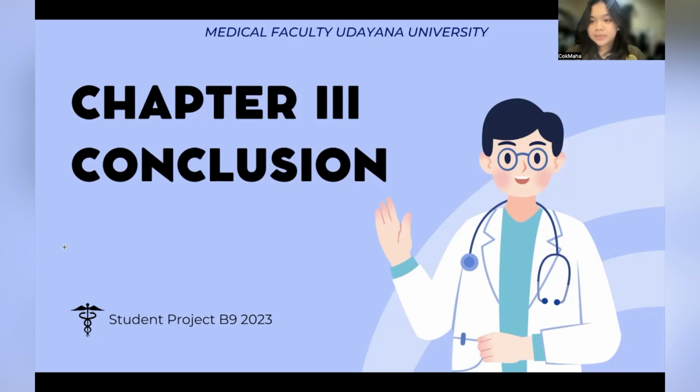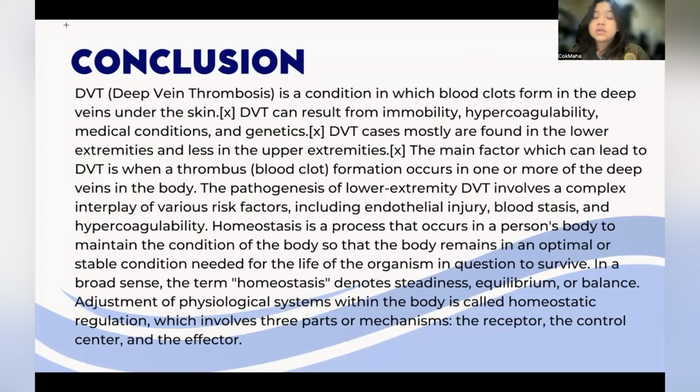Thank you. My name is Tjokorda Putri Mahadewi with the last 3 digit number 189. I will continue to chapter 3 about conclusion and also suggestion. So the first one is about the conclusion. DVT or deep vein thrombosis is a condition in which blood clots form in the deep veins under the skin. DVT can result from immobility, hypercoagulability, medical conditions, and genetics. DVT cases mostly are found in the lower extremities and least in the upper extremities.